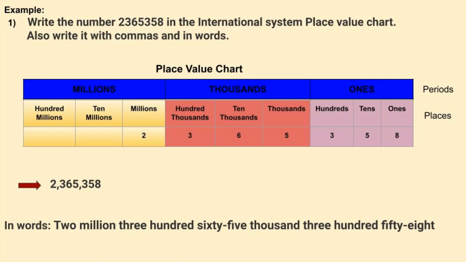Then we need to write the number name for this given number. Children, you all know how to read a number, right? Digits under the same period have to be read together. That means 2,365,358. Let's represent this in words.